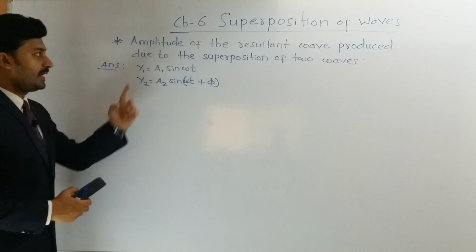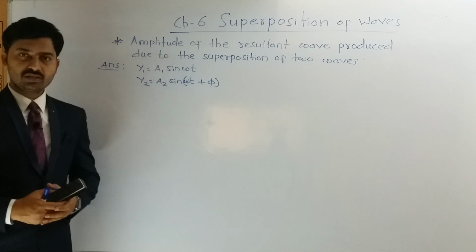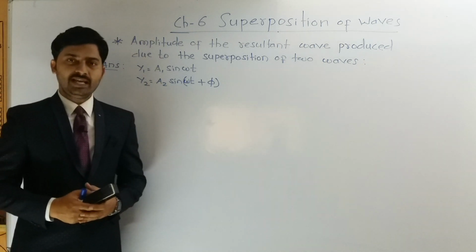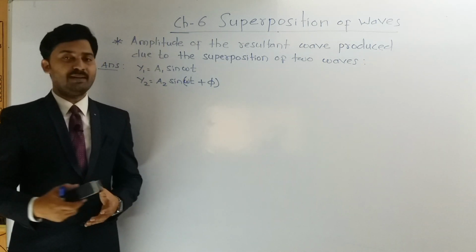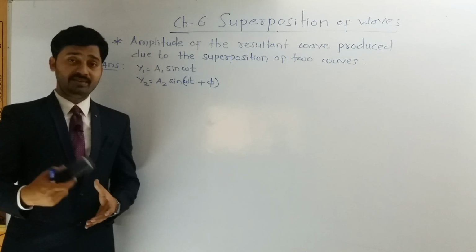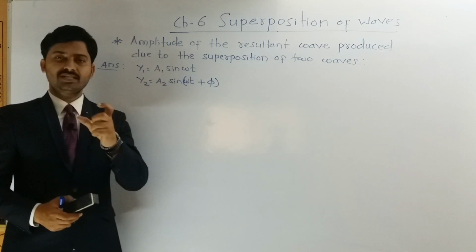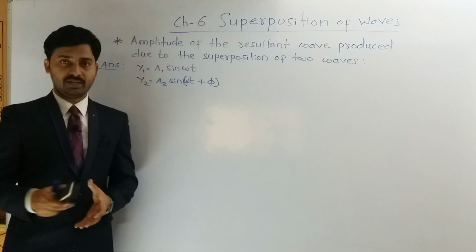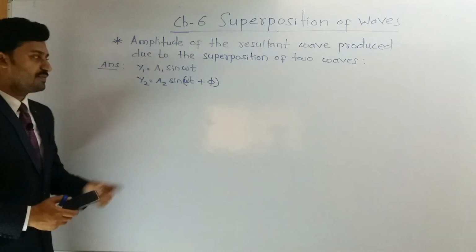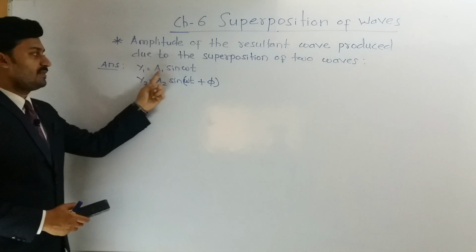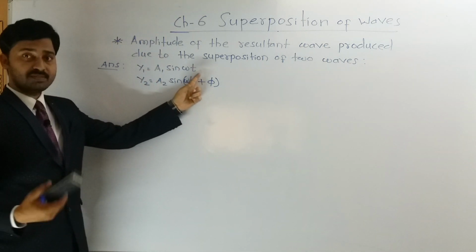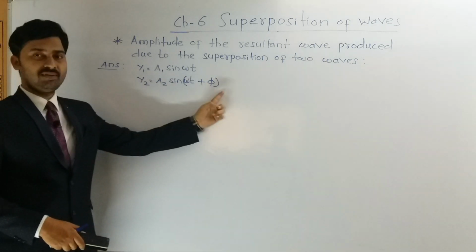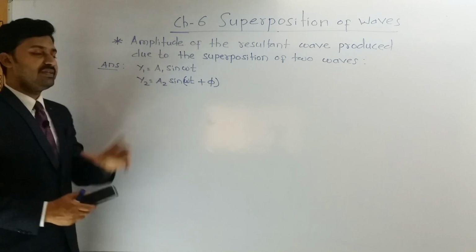Our next point is amplitude of the resultant wave produced due to the superposition of the two waves. Okay. Now consider two waves having same frequency but different amplitudes a1 and a2, and having phase difference phi. Phase means state, and state means magnitude and direction. Then at x is equal to 0, that means originally, the displacement of the first wave is given by y1 is equal to a1 sine omega t, and the displacement of the second wave is given by y2 is equal to a2 sine omega t plus phi. Here phi is the phase difference between these two waves.